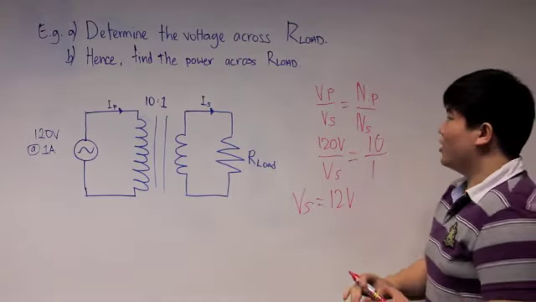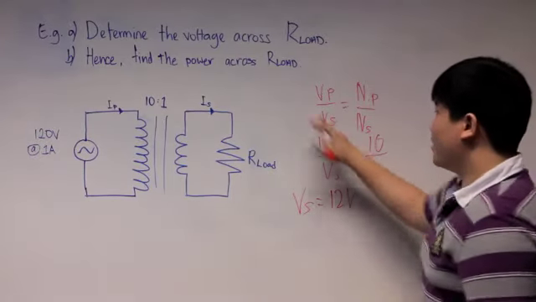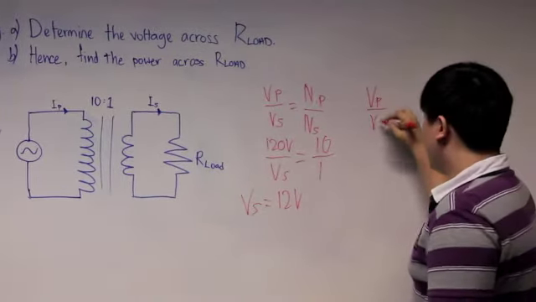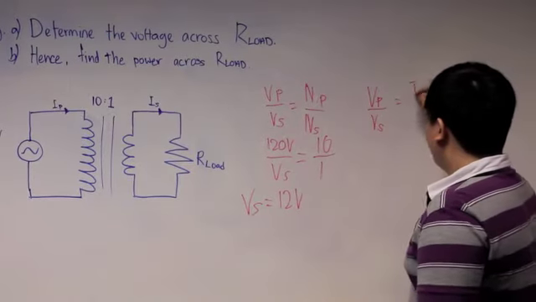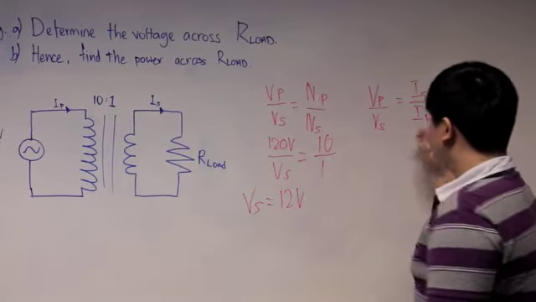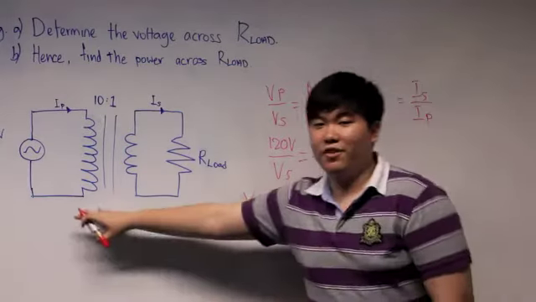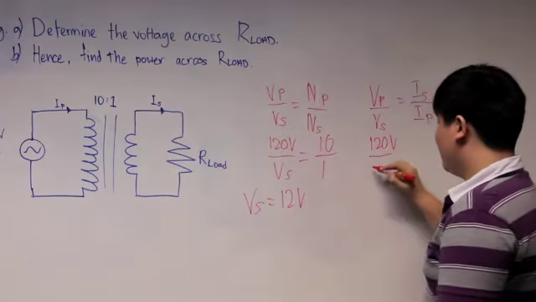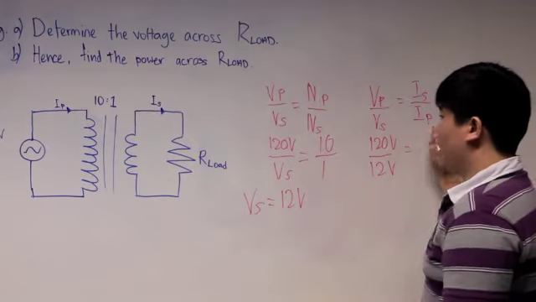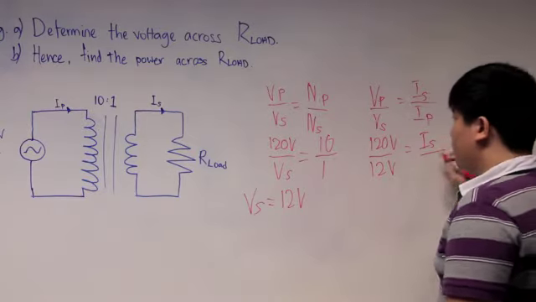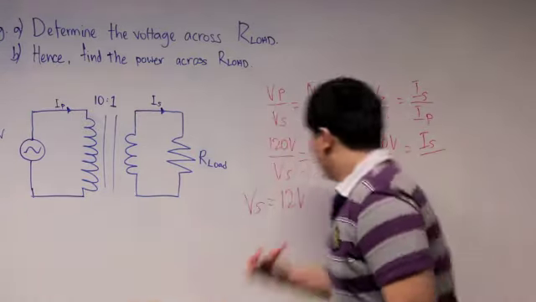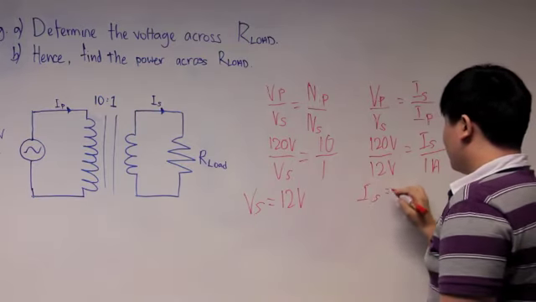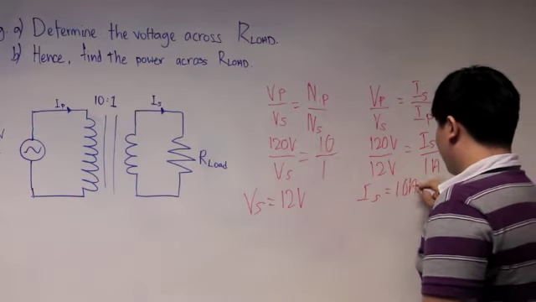Now we will find the power across R load. To find the power, we need Is. The equation given just now was Vp over Vs equals Is over Ip. By substituting what we already have here, Vp equals 120 volts over Vs, what we found earlier, 12 volts, equals Is, unknown, over Ip, 1 ampere. By solving, Is equals 10 amperes.